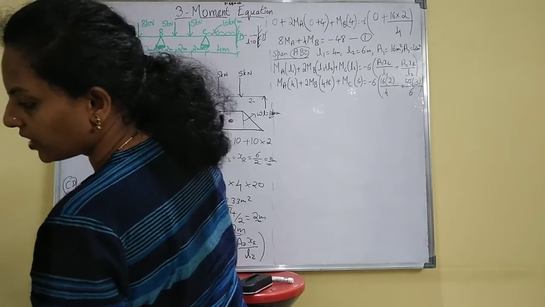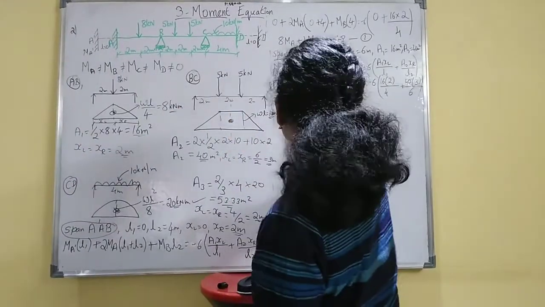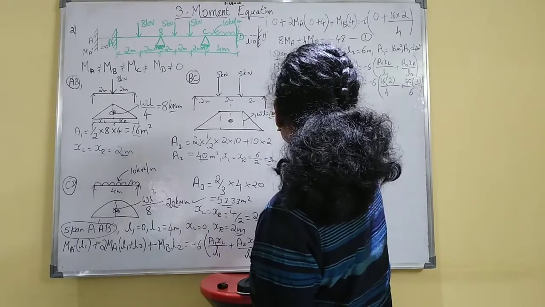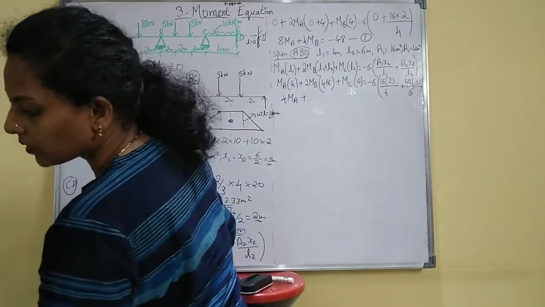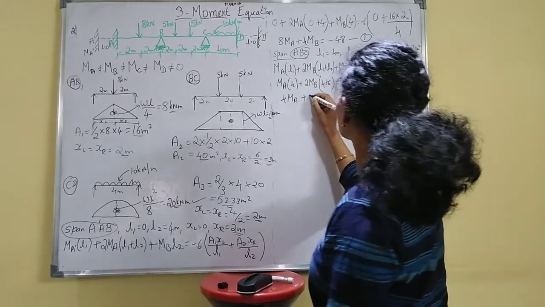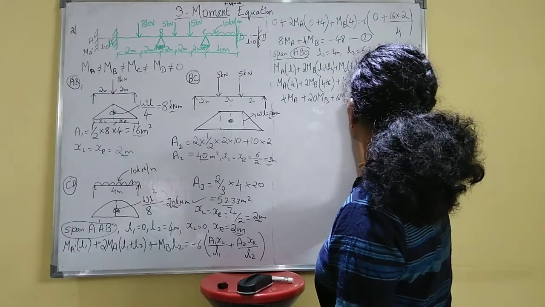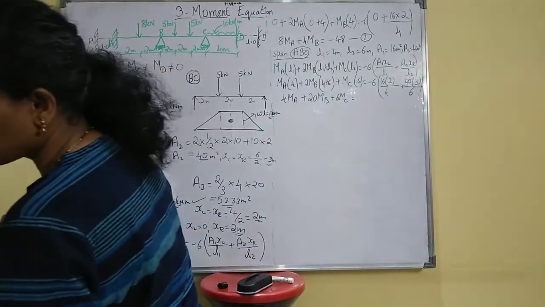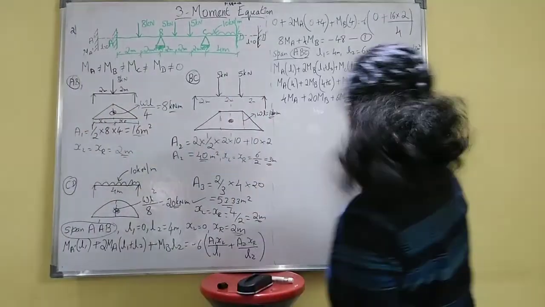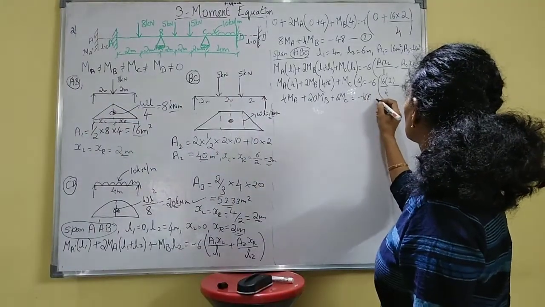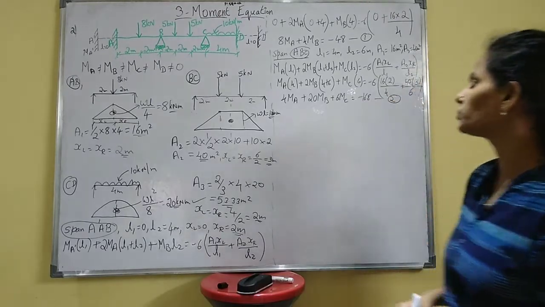So for the ABC span you will have 4 MA plus 20 MB plus 6 MC equal to, after simplification, minus 168. This is equation 2.